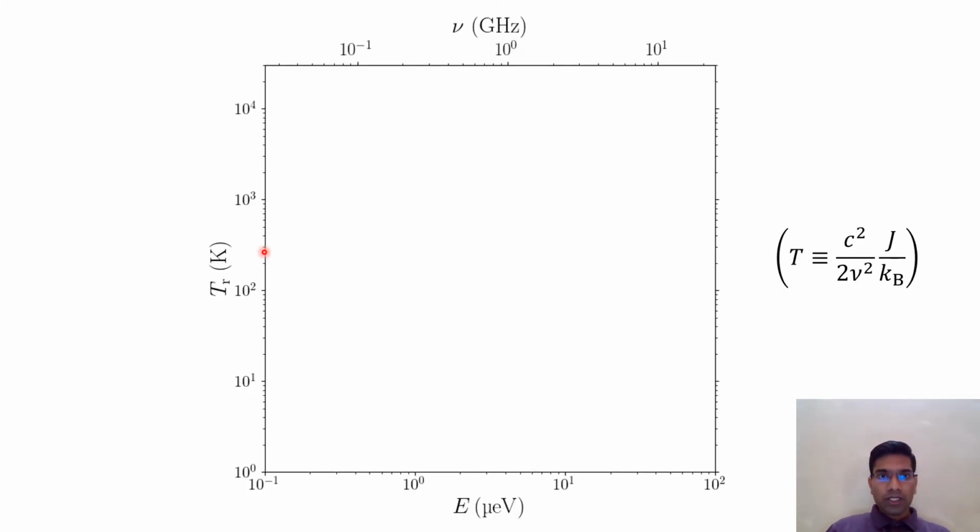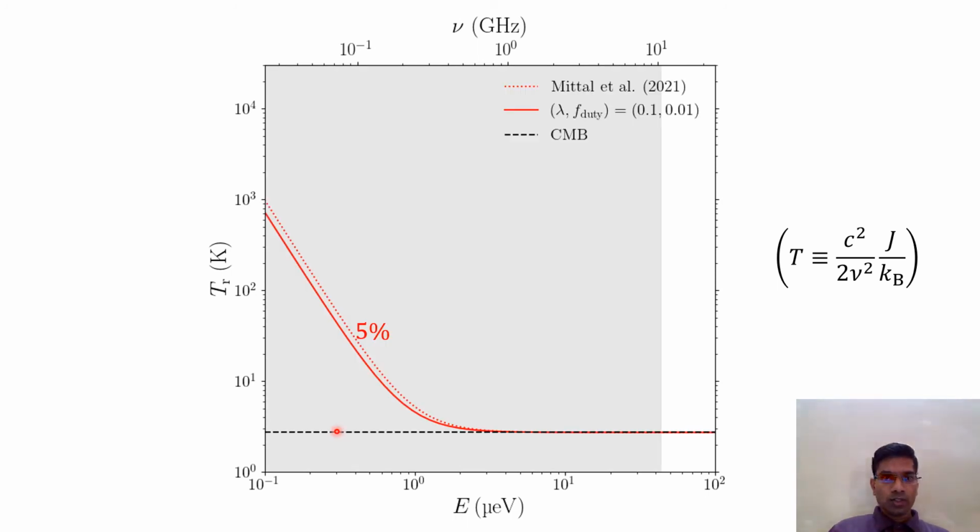So let us now see our results. So I will show the specific intensity in units of temperature to make an easier comparison with the ARCADE and LWA observation. So this can be achieved by the Rayleigh-Jeans estimate, which I had also mentioned earlier. So firstly, the black dash line is the CMB temperature, which is of course a constant at 2.73 Kelvin.